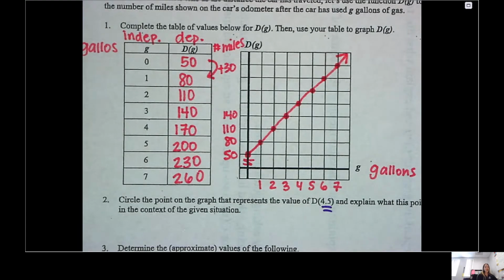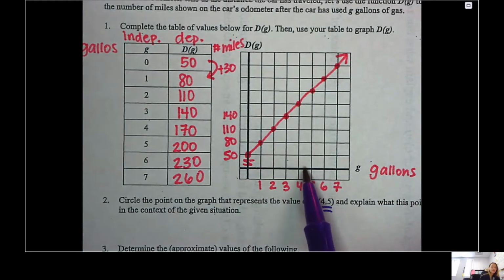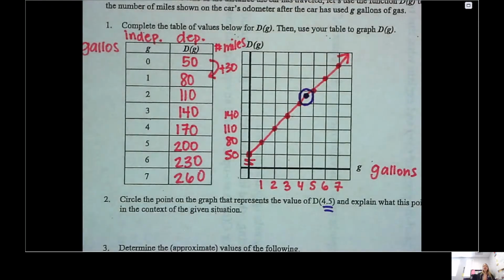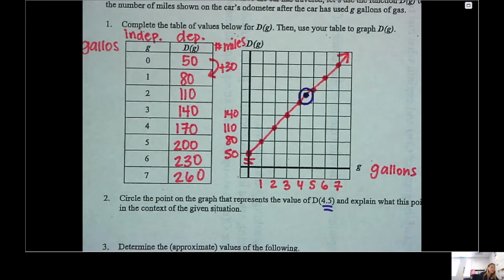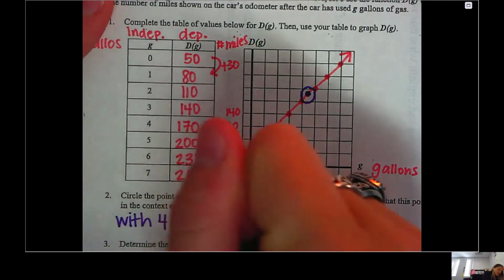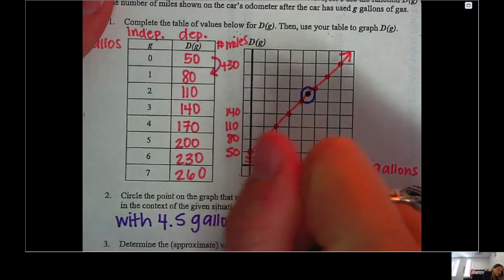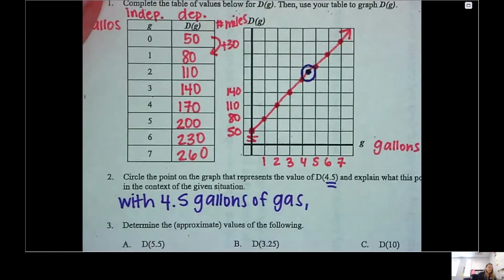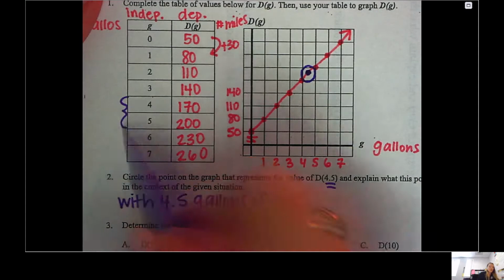155. How'd you get that? It's between 140 and 70. Or wait, it would be 185. 185. Perfect. So if you go 4.5, that's right between the 4 and the 5, and you go straight up, it should be right here. That's what your point is. So this says if I put in 4.5 gallons of gas, right, essentially I need to be halfway between 4 and 5.